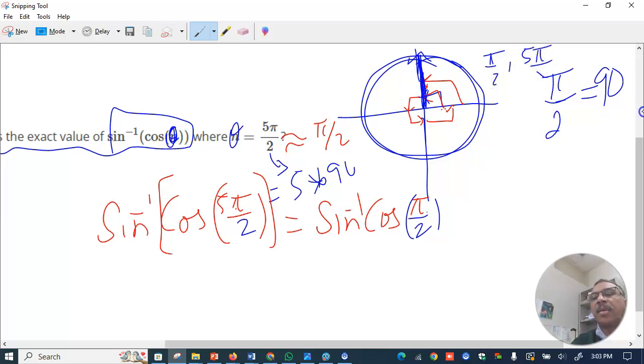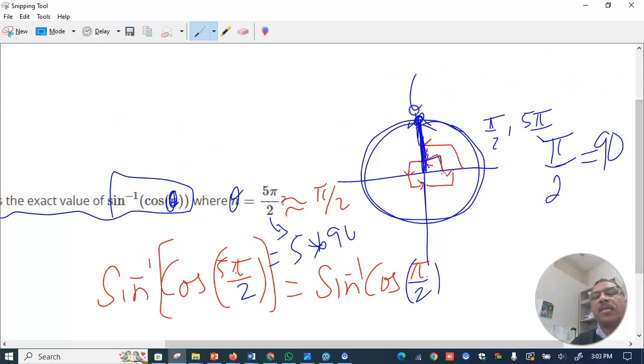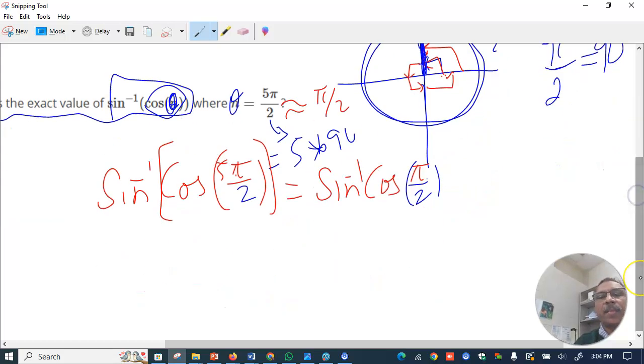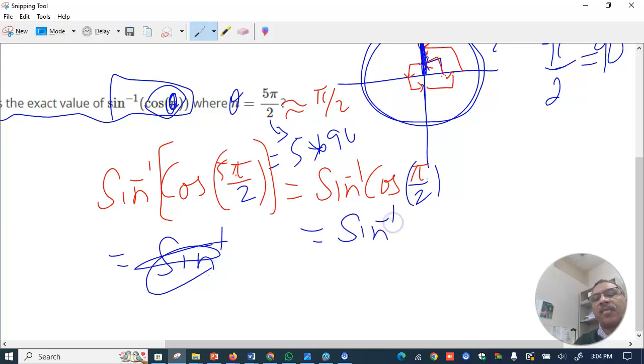And for that, you know that this point is 0 and 1, correct? Then the question here is cosine. So cosine of what angle is 0? And we know it is 90 degrees because cosine of pi by 2 is 0. So this becomes sine inverse of 0. So cosine pi by 2 is 0.